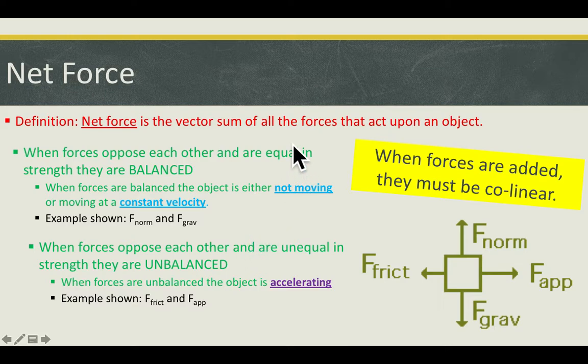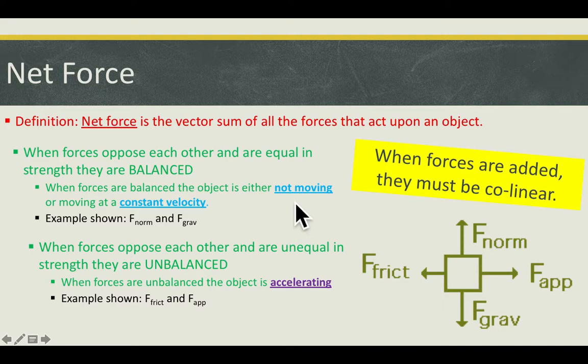The definition of a net force is that the net force is the vector sum of all the forces that act upon an object. There are two very important states of forces. When forces are balanced, the forces that oppose one another are equal in magnitude, or equal in strength. In this case, the example shows that the normal force and the force due to gravity are balanced. These forces are the same magnitude, so this is balanced up and down.